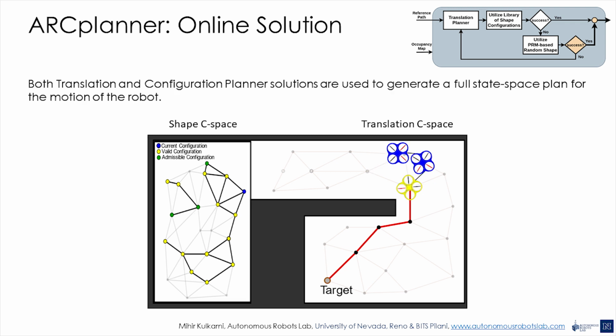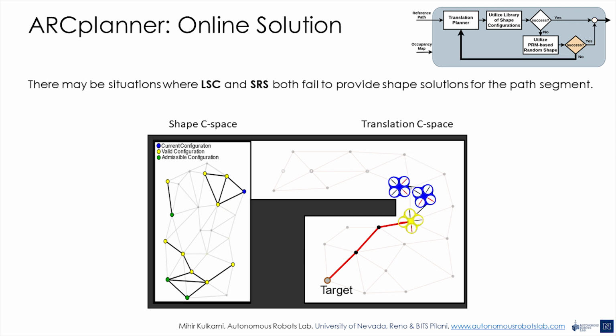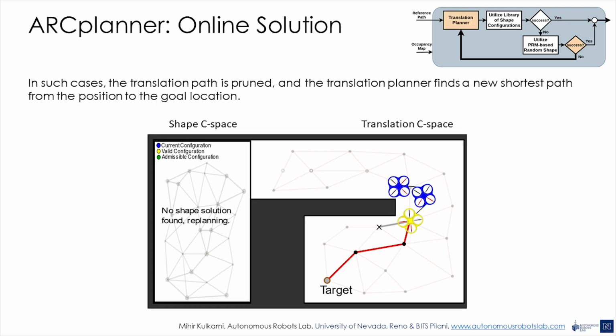Both the solutions of the translation planner and the configuration planner are used to compute the system's trajectory in configuration space, which the controller executes. In cases where the configuration planner is unable to provide a solution for the path segment, the path segment is pruned from the translation planning graph. The translation planner is re-invoked to find an alternate path to the target from the robot's current position.